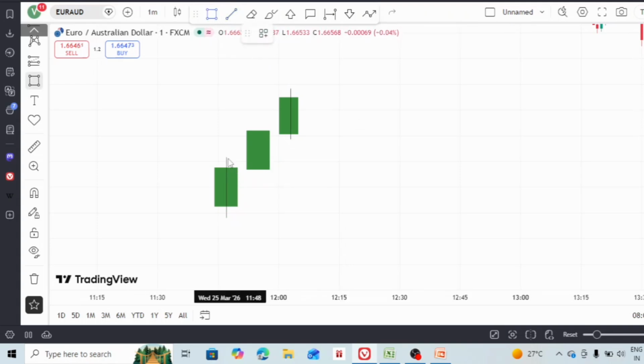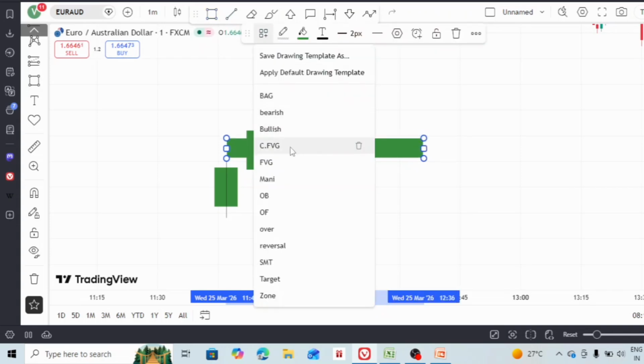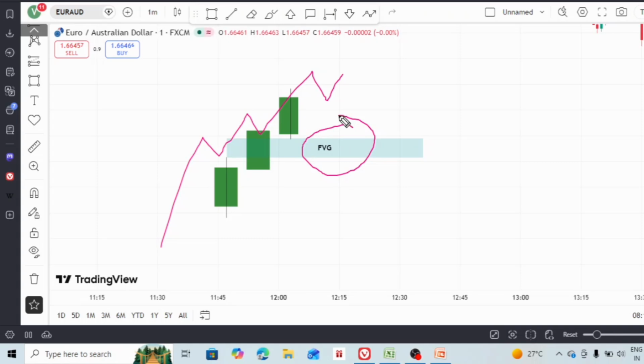So this is the fair value gap. We have the fair value gap here, right? The market is going in an uptrend, it is going up, but suppose this fair value gap did not work and then got broken to the downside, then it could become an inverse fair value gap.